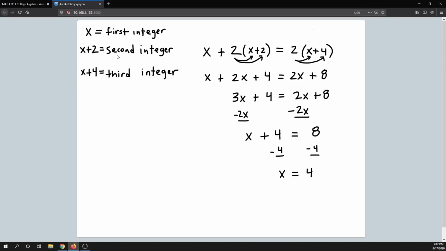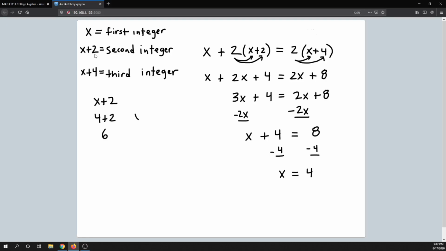So the second integer, right, was x plus 2. And now we know that x, right, is equal to 4. So it would be 4 plus 2. Here, this one, you probably already immediately know that the other two are 6 and 8, right? But just if you had a more complicated problem, right, what you do is take this number and you would put it back into this expression.